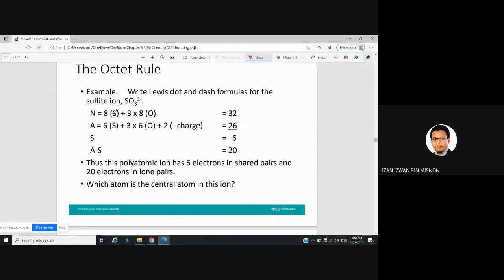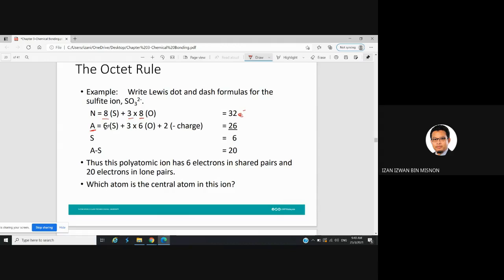Okay, for sulfur it needs 8 electrons to complete the octet. For oxygen it is also 8. So we have 3 atoms of oxygen, we just multiply by 3, for a total of 32 electrons: 24 from oxygen and an additional 8 from sulfur. So we have 32.